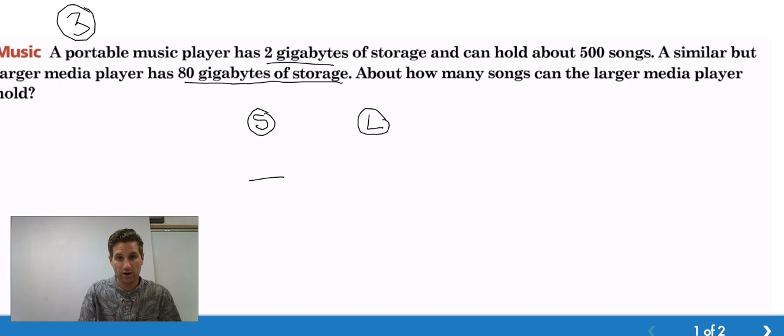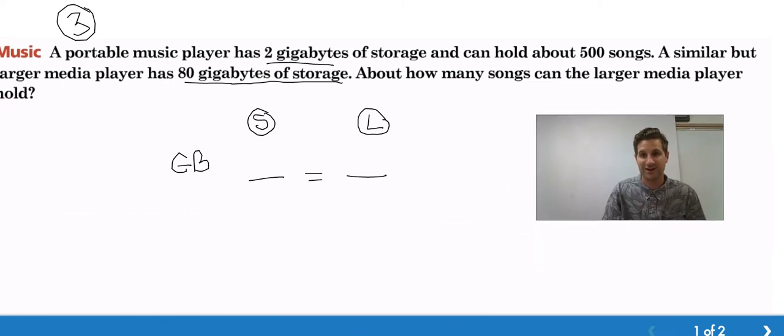What we want to do is come up with a proportion. So what over what? What over what? Now it doesn't really matter as long as we stay consistent. Okay, so I'm going to put gigabytes, and I think a lot of people usually just use GB, but that's just me. I'm going to move my face over here. Okay, and then how many songs it holds.